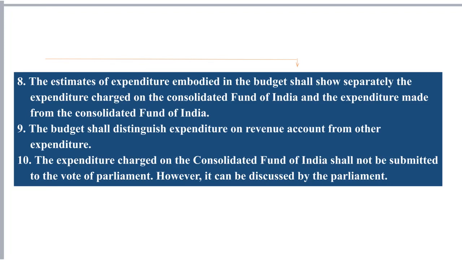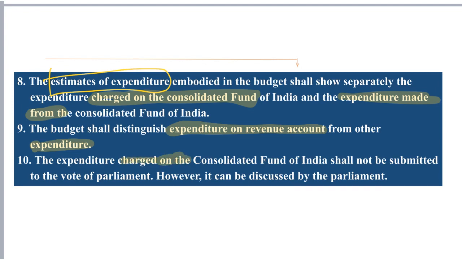So coming to the 8th provision, the estimates of expenditure embodied in this budget shall show separately the expenditure charged, see the words here, that is the expenditure which is charged on the Consolidated Fund of India and the expenditure made from the Consolidated Fund of India. The budget shall distinguish between the expenditure on revenue account and that on capital account. The last one is that expenditure charged on the Consolidated Fund of India shall not be submitted to the vote of account, but yet it can be discussed in the parliament.